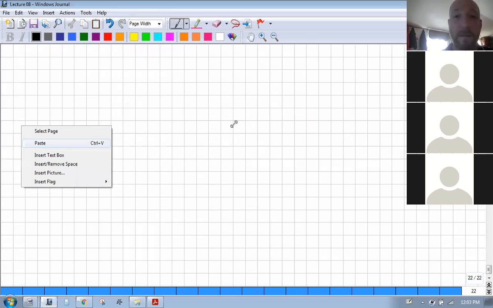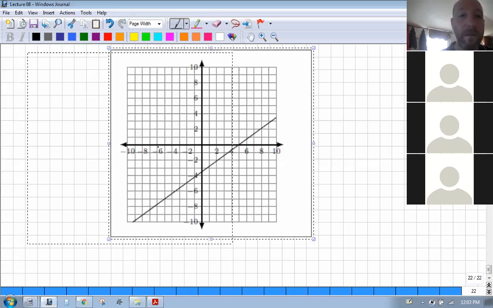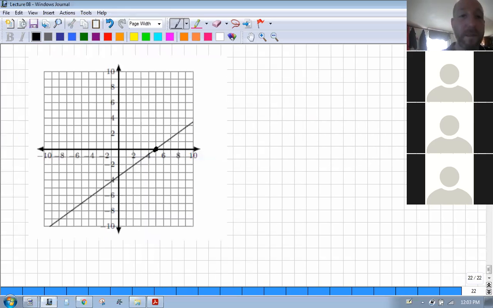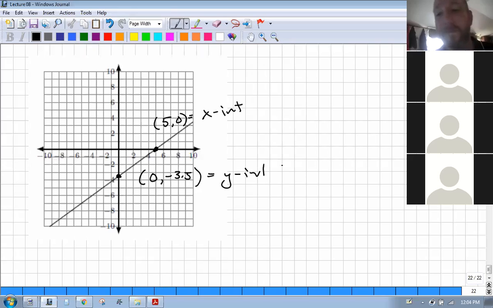This guy here. What's this one? This is a 5 over, up 0. That's on our x-axis. That's our x-intercept. This point here looks like a 0, negative 3.5. That's our y-intercept. Questions about intercepts?